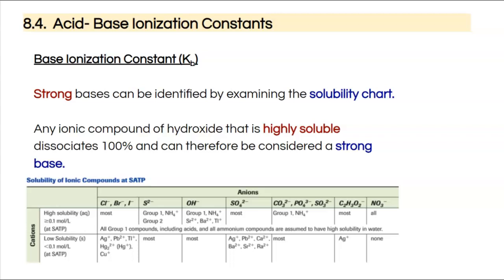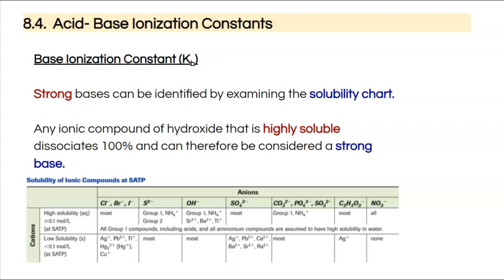So today we're going to continue to talk about acid-base equilibria. We're going to move on from our weak acids and we're going to talk about weak bases. And so just as a weak acid would have an acid ionization constant or a Ka value, weak bases are going to have a base ionization constant associated with them, or a Kb value.